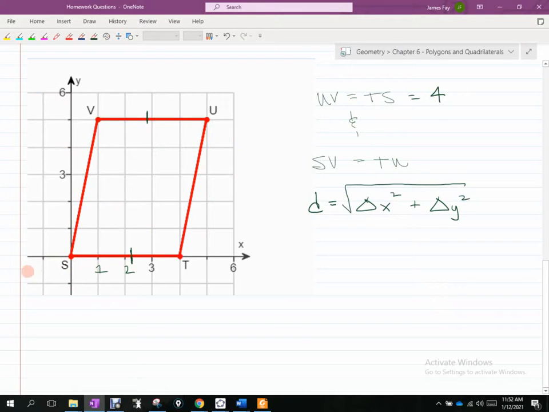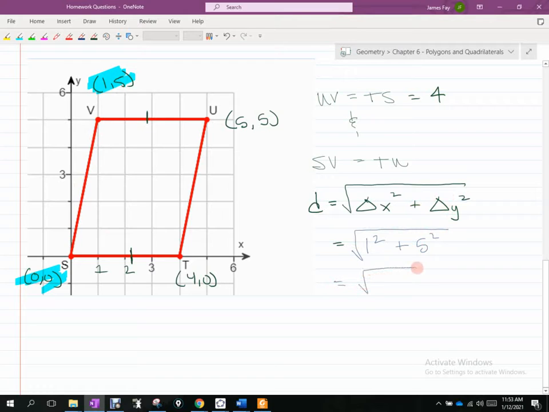So this point S is at 0, 0. T is at 4, 0. U is at 5, 5. And V is at 1, 5. So if I want to find the distance between S and V, I'll just use those two ordered pairs. And it's nice that one of those is 0, 0. So the distance between S and V, so I'll subtract the x's, so 1 minus 0 gives me 1. We'll square that. Then we'll subtract the y, so 5 minus 0 gives me 5. And we'll square that.